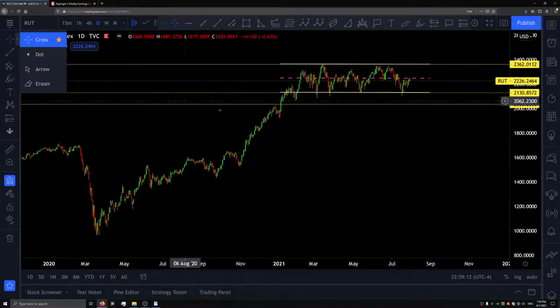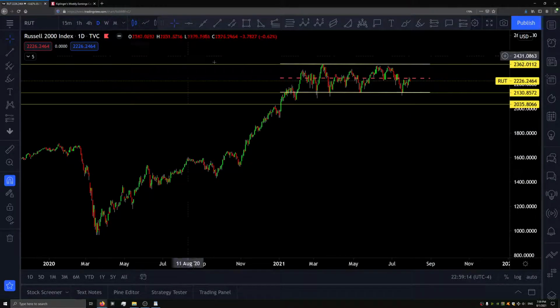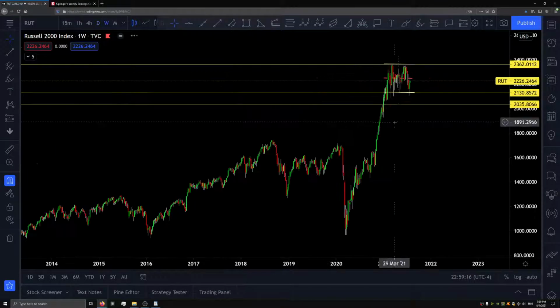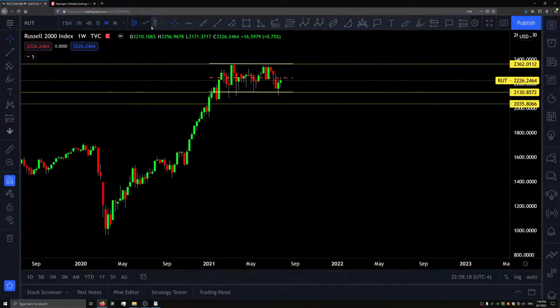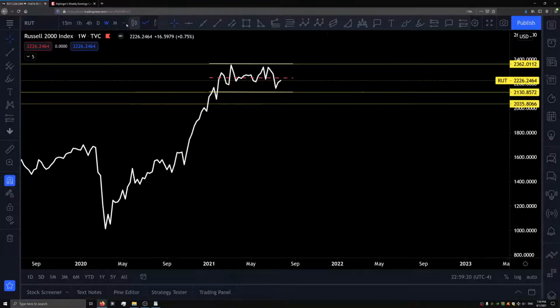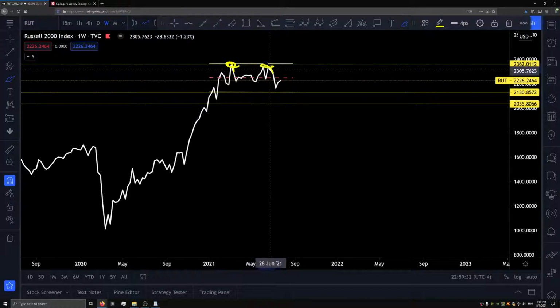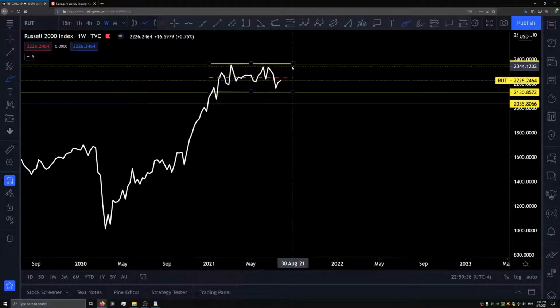So Russell 2000, on the day, consolidating sideways. But on this weekly chart, there is a more extended possible double top. It's a little dirty, but I'm talking about this spot right here at 2,352 and 2,340-ish. That's why it pulled back.